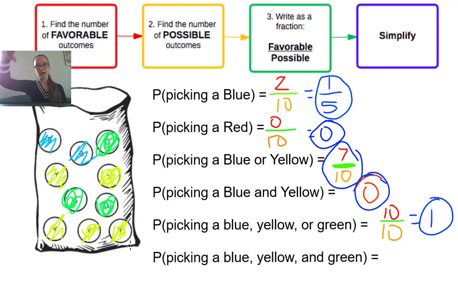Now last one, probability of picking a blue, yellow, and green. When I reach into that bag and pull out one marble, will I have a marble that is blue, yellow, and green? Nope. So the probability of picking a blue, yellow, and green marble is 0. That is not going to happen.